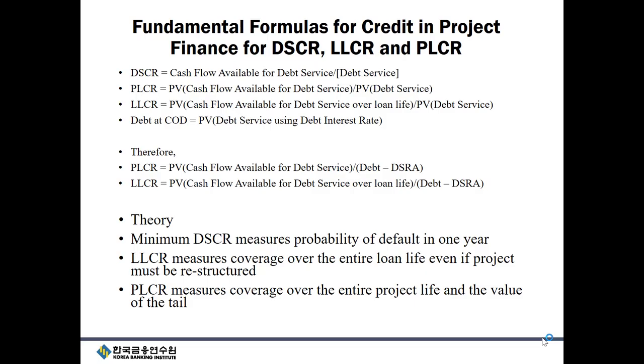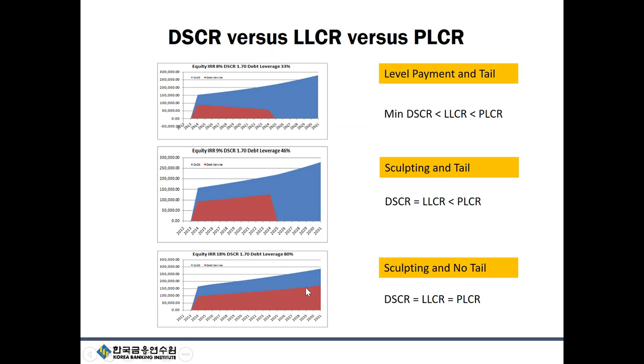Okay, and the theory is that the DSCR measures the PD, the probability of default in one single year. LLCR, you've already defaulted, but it measures the coverage over the loan even if you have to restructure some of the debt. PLCR says, oh no, we've got to go to the whole life. Then if you start on the bottom here, this says we have full sculpting, we'll talk about later, and we have no tail. The tail is the stuff down here. So I'm trying to do this to define these things. In that case, you notice it gets wider as it goes up, but the DSCR is equal to the PLCR.